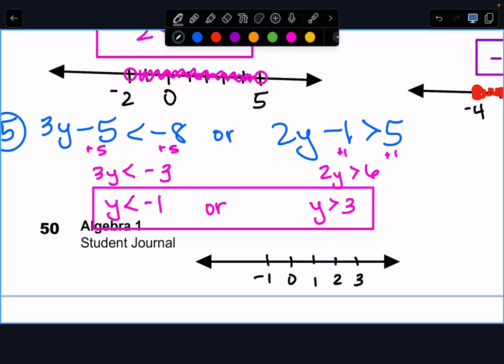Voices off, please. Okay. If I'm going to plot y is less than -1, then I'm putting an open circle at -1 and I'm coloring less than. Y is greater than 3. I put an open circle at 3 and I'm coloring greater than. Look at that beautifulness.